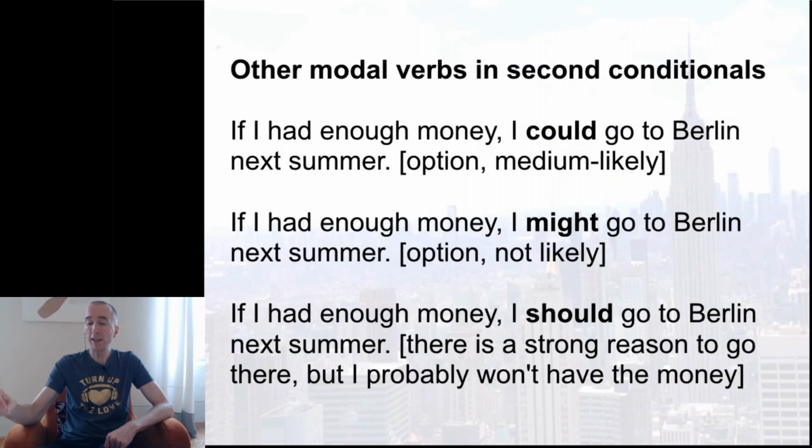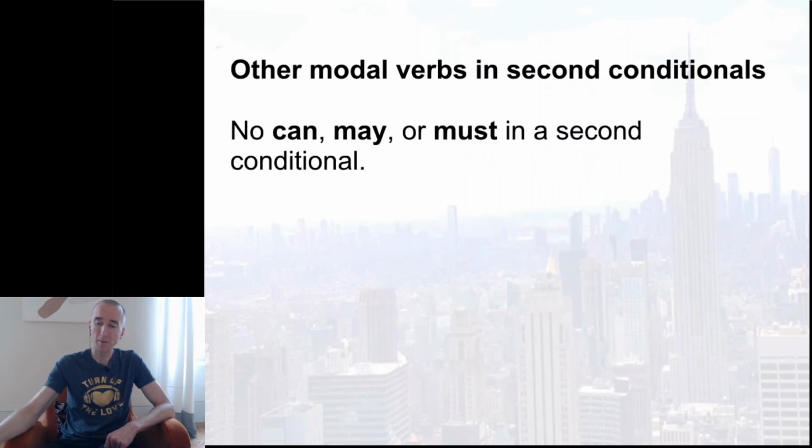If I had enough money, I might go to Berlin next summer. This is an option. It doesn't sound that likely, so it's not likely. And it's not likely that I will have enough money to do it. If I had enough money, I should go to Berlin next summer. There's a strong reason for me to go there, but I probably won't have the money. Notice we don't use can, may, or must in a second conditional.